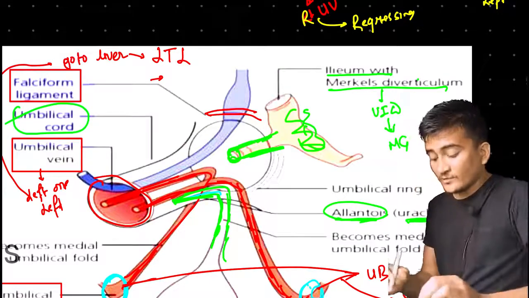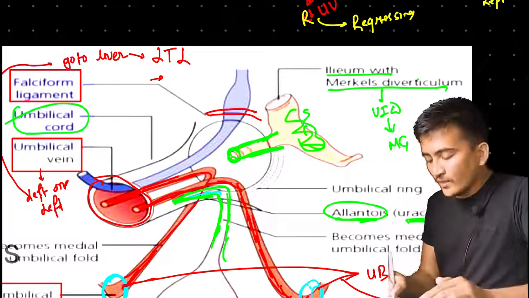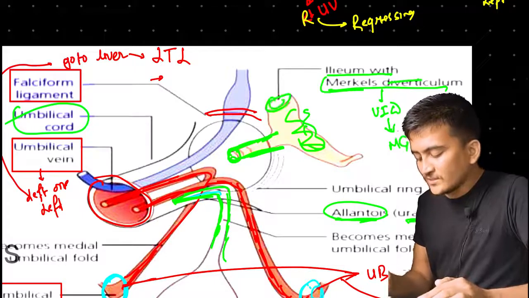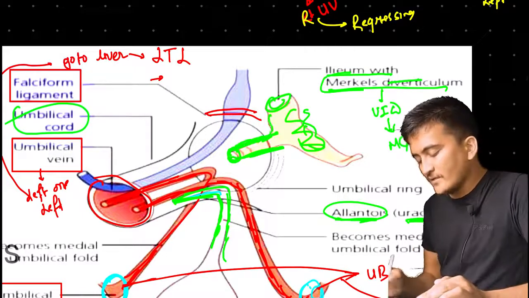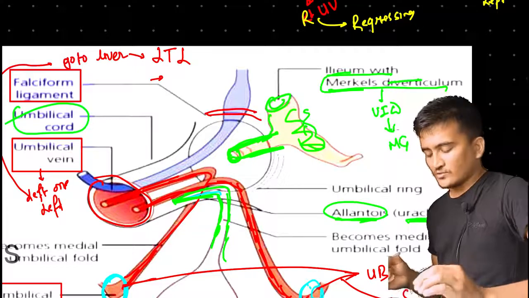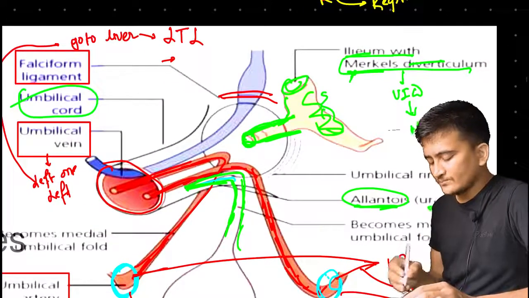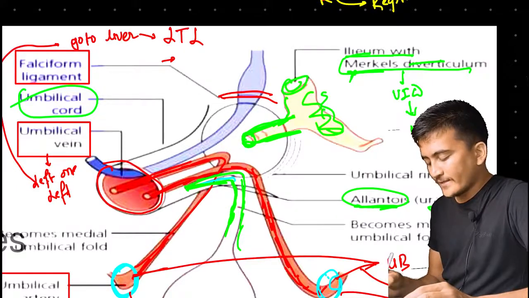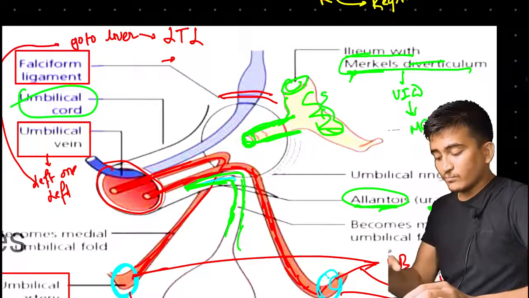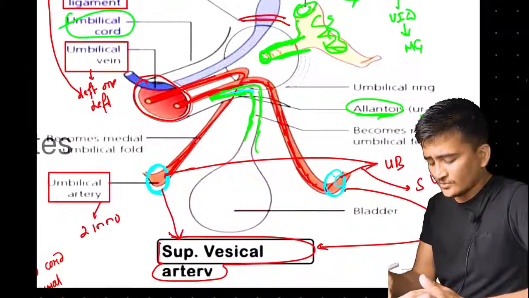This is our vitelo-intestinal duct, and if it persists, then it will be Meckel's diverticulum, and you can see right here, the ileum is having Meckel's diverticulum. Okay, that's all. So here, since we have Meckel's diverticulum, we also have urachus or allantois. Both of these are showing the abnormal condition, right?